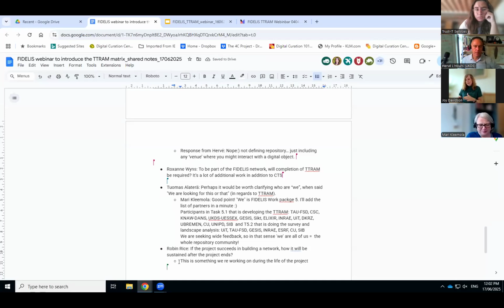And there's a related question from Robin asking if the project succeeds in building the network, how will it be sustained after the project? I think the key thing to say here is that we are very aware of this, and it is something that's been considered from the outset of the project. They will be working on this with the community in the network to try and find the most sustainable way forward. But, yeah, it's always a challenge.